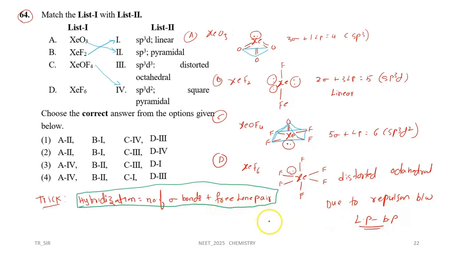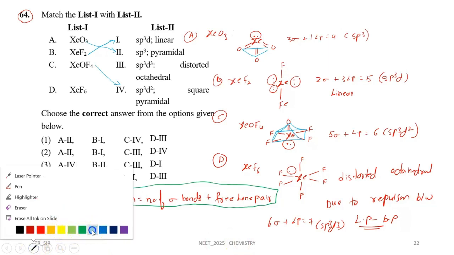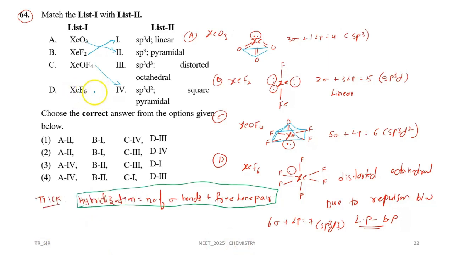Now, how many sigma bonds are there? Six sigma bonds plus one lone pair, total is seven. That means sp3d3 is coming, so D will be the three statement. That means A2, B1, C4, D3. So you'll get option number 1 as the answer.